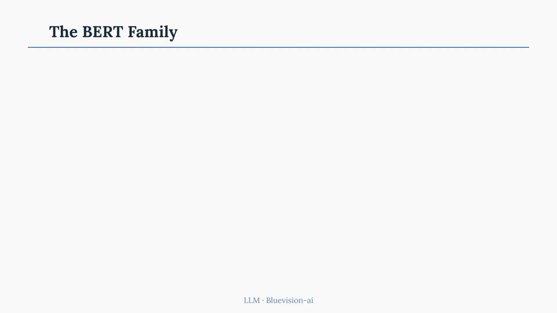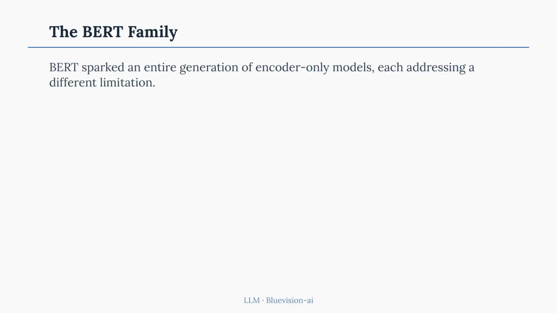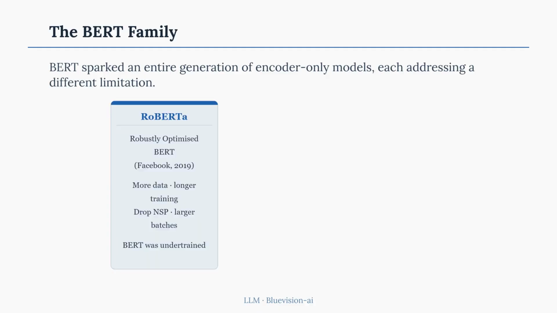BERT didn't stay alone for long. It sparked an entire generation of encoder-only models, each addressing a different limitation. Here are the 3 you'll meet most often. RoBERTa, robustly optimized BERT, from Facebook in 2019, kept the architecture but changed the training recipe. More data, longer training, larger batches, and it dropped NSP entirely. Exactly the ablation we discussed a few slides earlier. The conclusion: BERT was undertrained. Same architecture, more careful training, substantially better model.